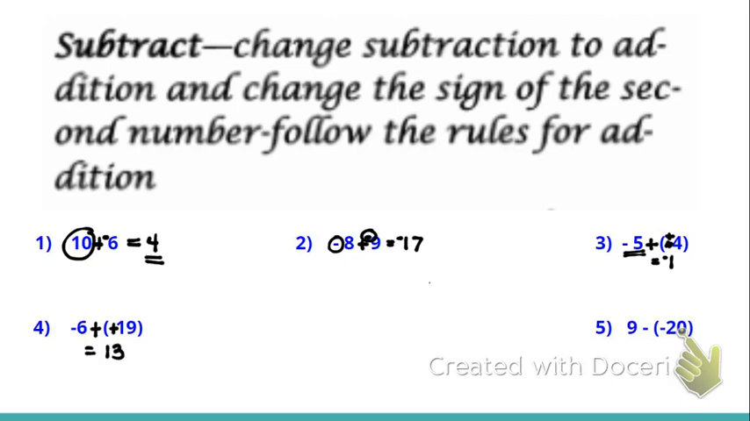And is it positive or negative? Positive, right? Because 19 is positive. Yeah. All right, next one. This is our last one, and then you're going to practice. So, 5 minus negative 20. So, change the subtraction to addition. Change this to a plus sign. And what's our answer? 29. 29, and it's positive.